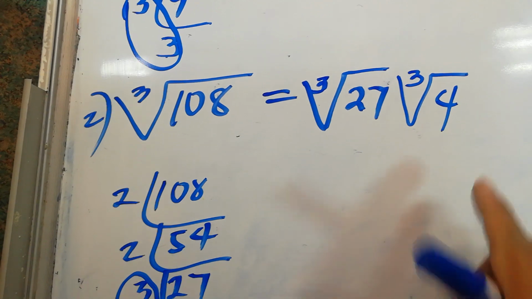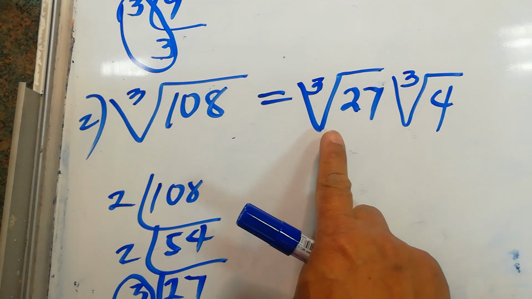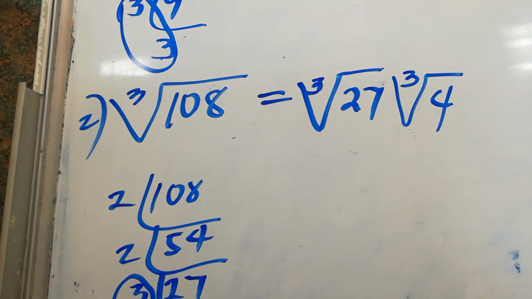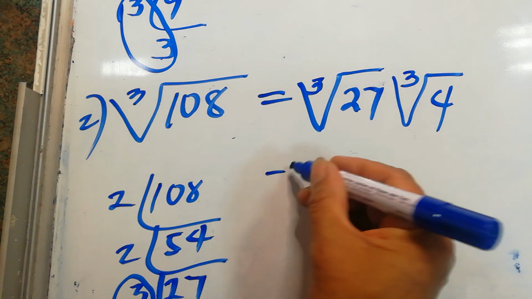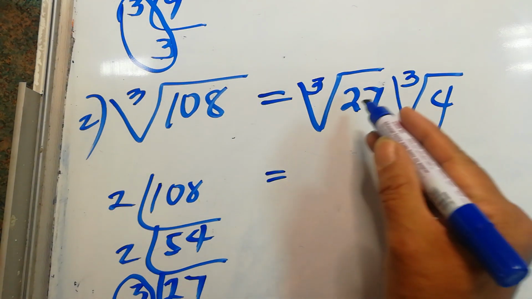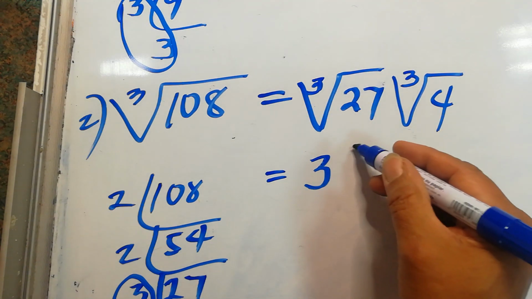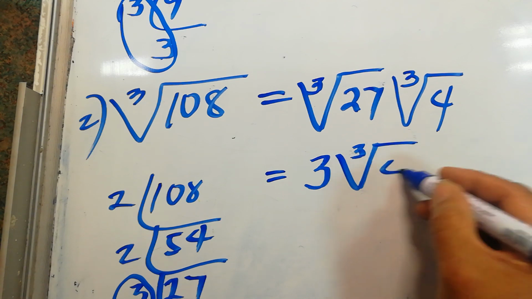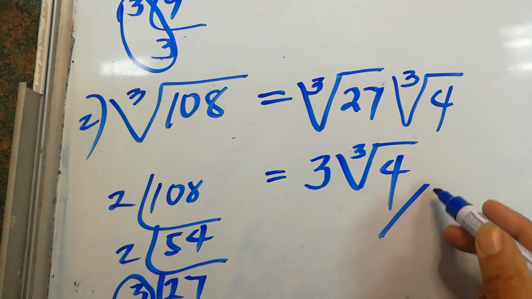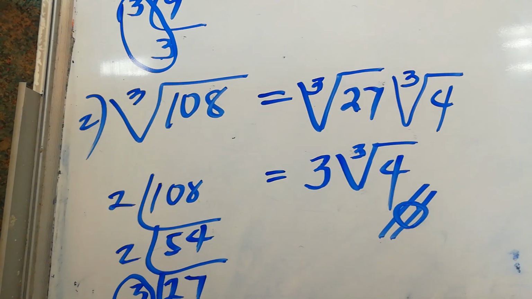So meaning cube root of 4 times cube root of 27 equals cube root of 108. Your simplified form is the cube root of 27, which is 3, then cube root of 4. So this is now our simplified form.